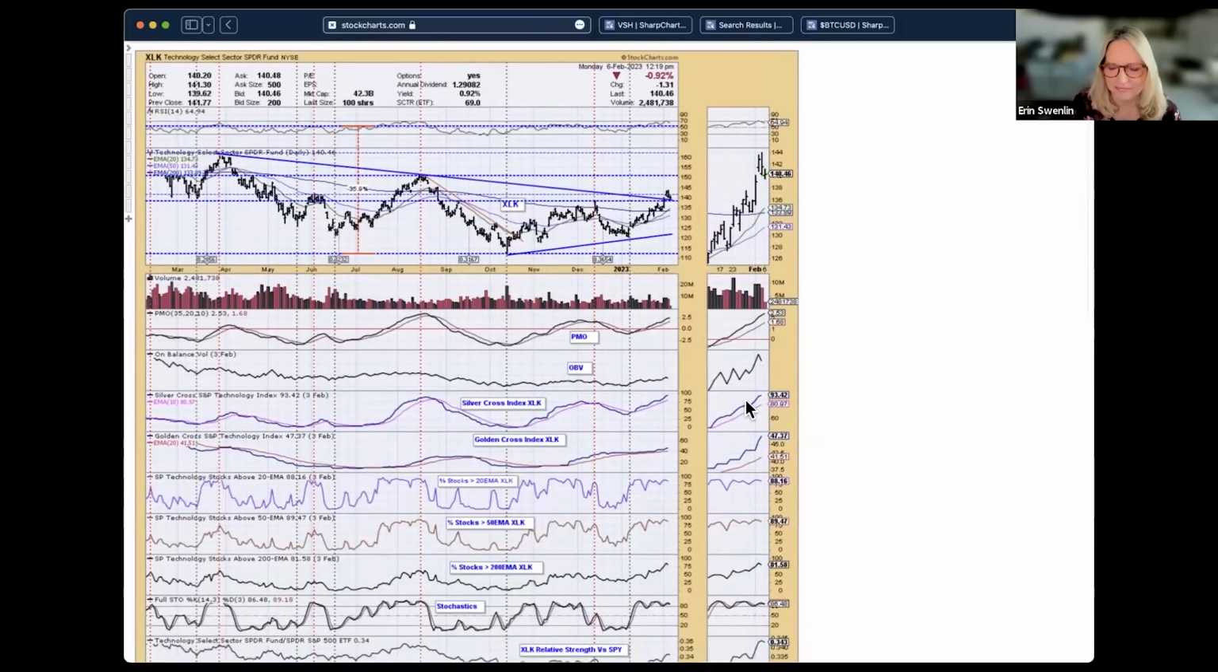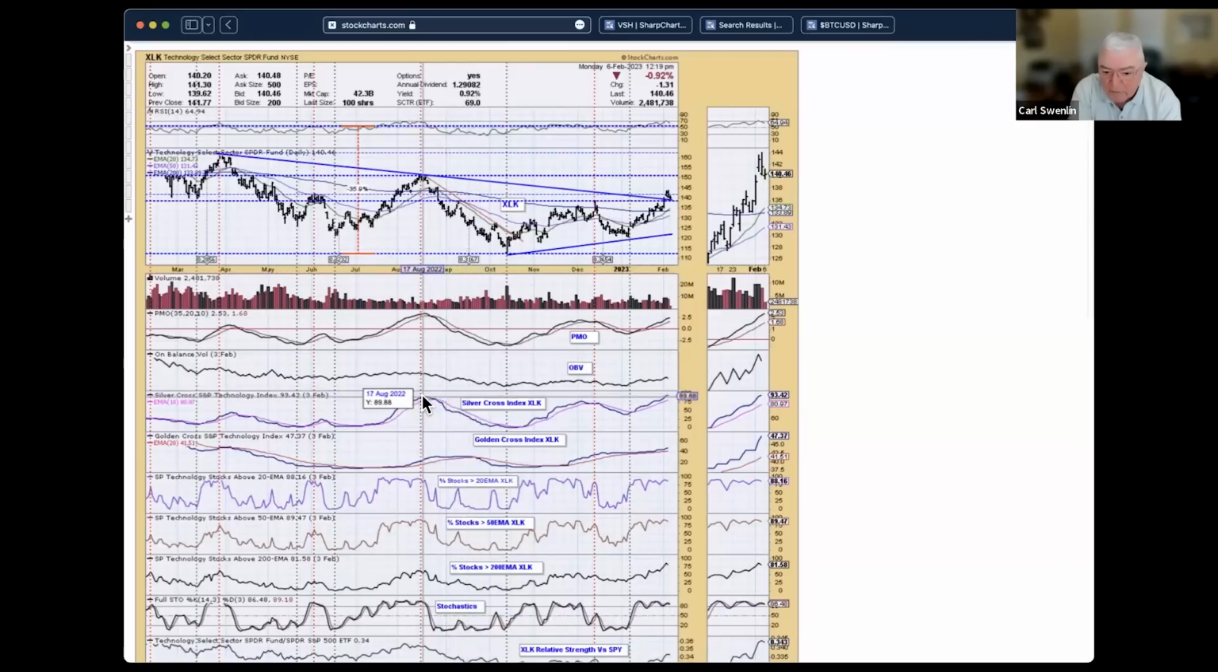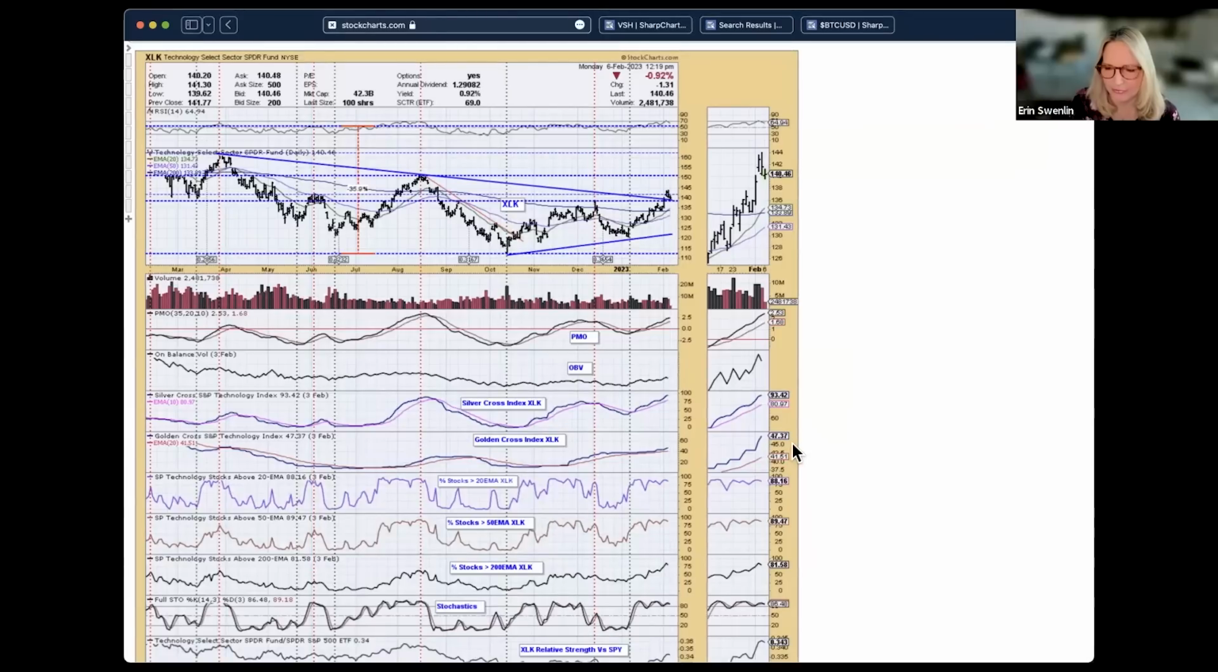But before you leave that, looking at the Silver Cross Index, it's pretty much as good as it's going to get. It can go to 100%, but the 20 and 50 EMA doesn't show any potential for improvement. The Gold Cross Index has a lot of room for improvement, and with the stocks above the 200 and the 50 EMA, it's certainly set up to make a great improvement. Yes, absolutely.